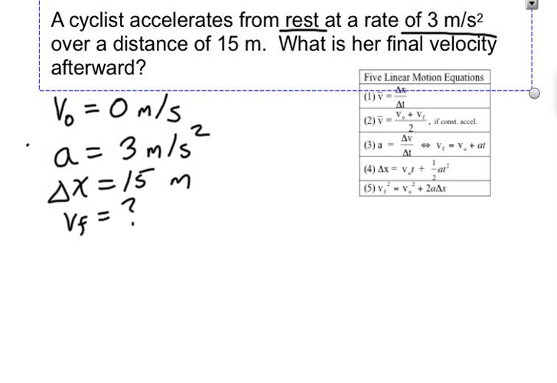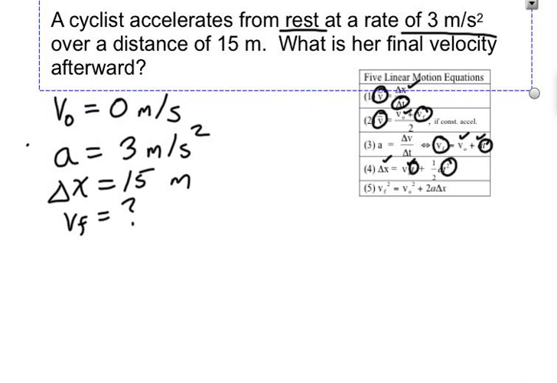So there's our inventory. And what we want to do is look at our equations and try to figure out which of these equations is going to help us. So here we have delta x, we don't have time, we don't have average velocity. So the first equation is useless. Second equation, I know v naught, I do not know vf, but I also don't have the average velocity, so that's useless. Third equation, I don't know vf, I know v naught, I know a, but I don't know t, so that's no good. Fourth equation, I know delta x, I know v naught, I don't know time.